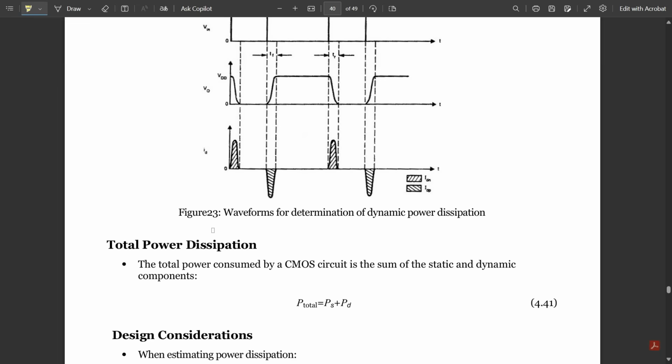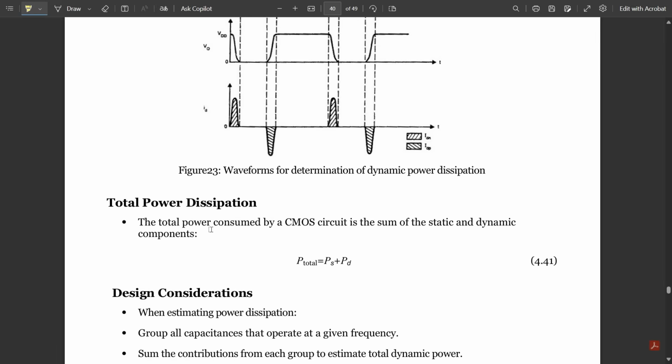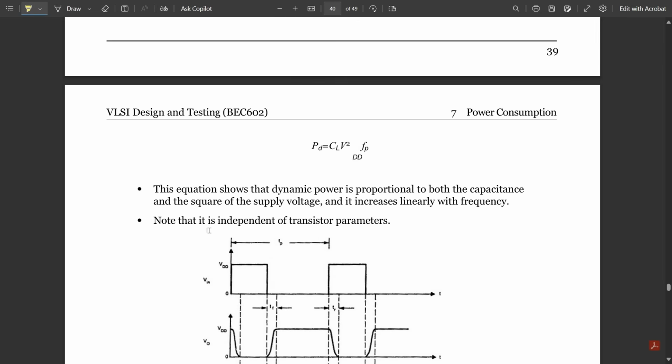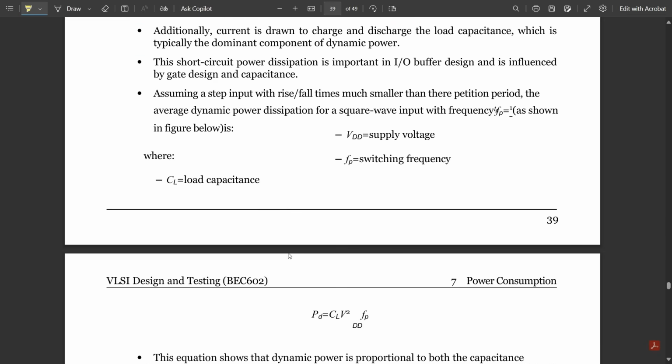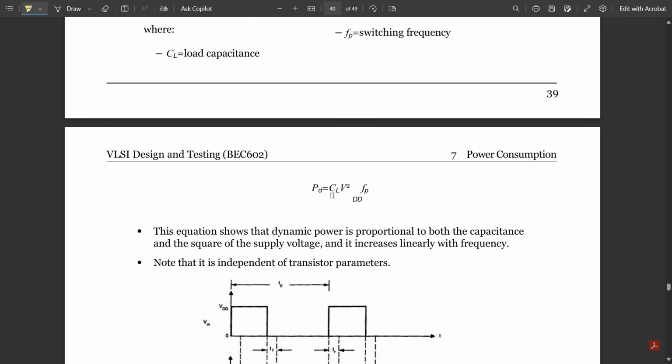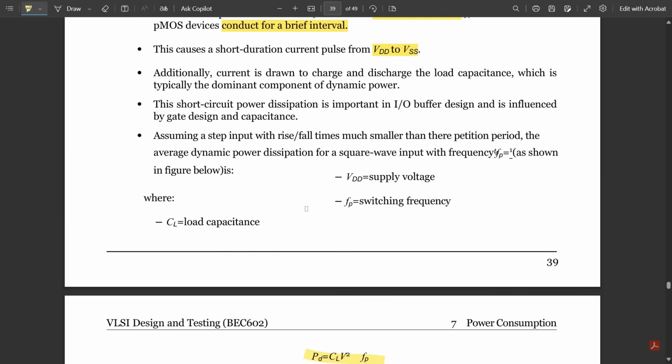So you see here, this graph is for the dynamic power dissipation. Assuming a step input with rise and fall times much smaller than the repetition period, the average dynamic power dissipation for a square wave input with frequency as shown in the figure below is given by PD equals CL into VDD square into FP. This is the equation for dynamic power dissipation, where VDD is the supply voltage, CL is the load capacitance, and FP is the switching frequency. In this way, the dynamic power dissipation is defined.